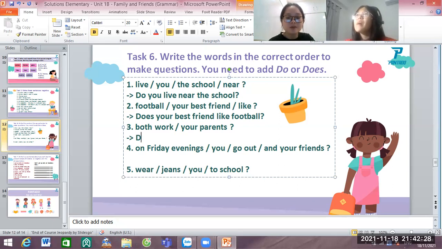Do your parents work? This word we're gonna pronounce both. Both. Good. Both work. Do your parents both work? Good. Number four.